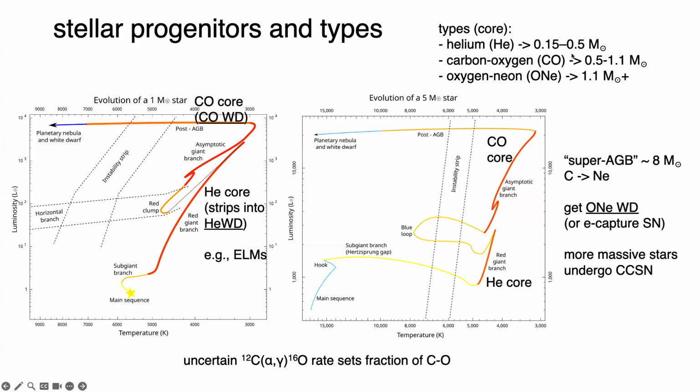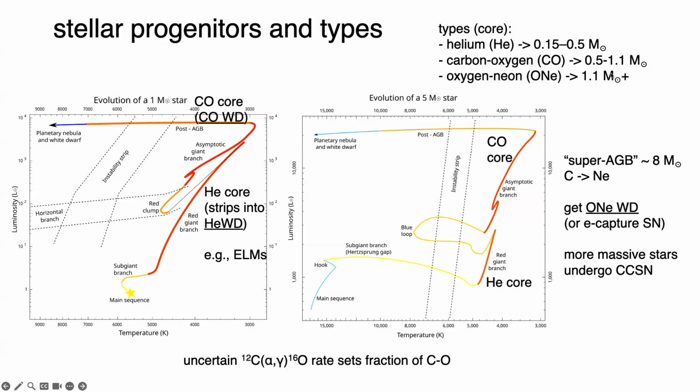So then, carbon-oxygen white dwarfs are produced by stars which are somewhere from sun size to maybe 8 or 6 solar masses, something like this. You will get carbon-oxygen white dwarfs. And again, they basically go up to about 1.1 solar masses, and above that you get oxygen-neon white dwarfs.